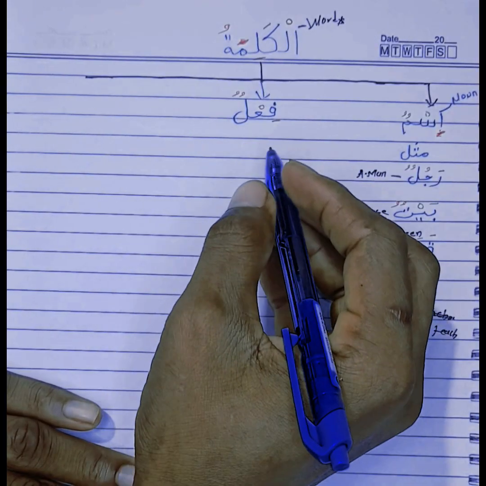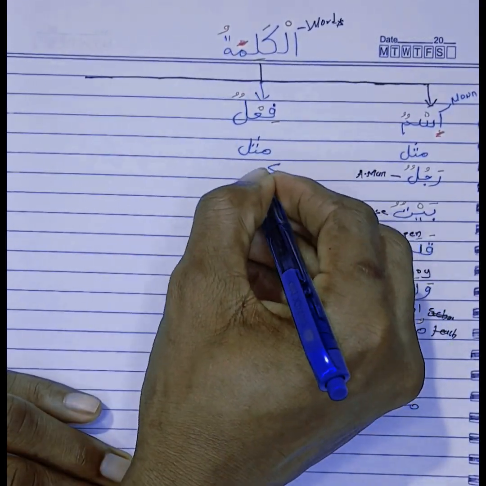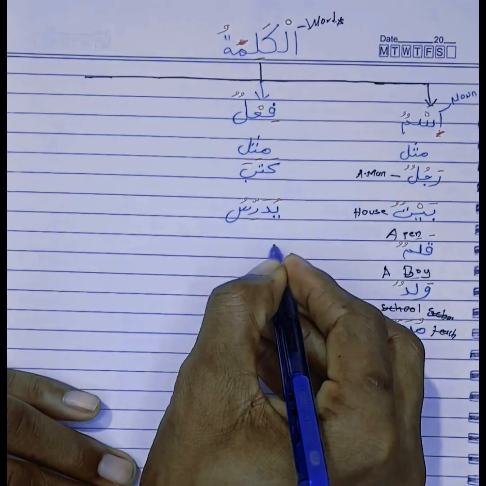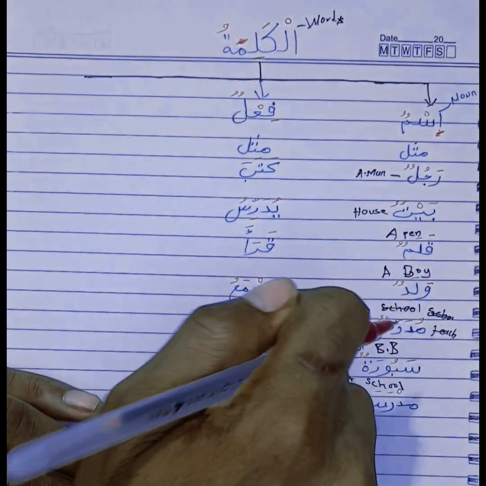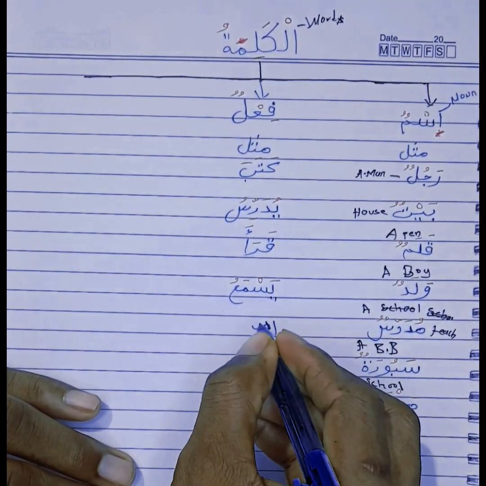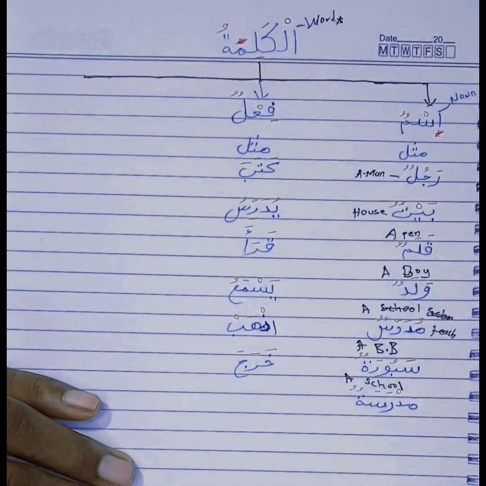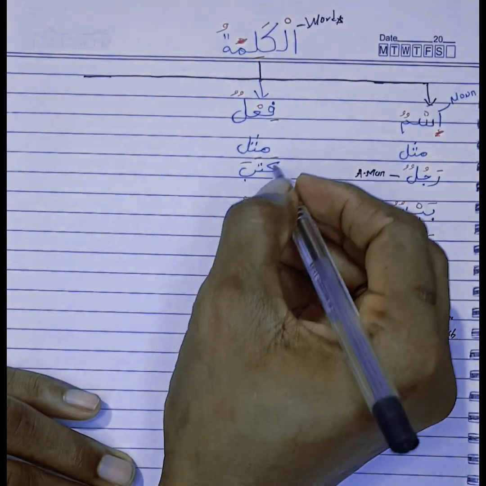Let me give examples. Mithlu, kataba, yudarrisu, qara'a, yasma'u, idhhab, kharaja. Last example, daraba. So here, kataba is to write.